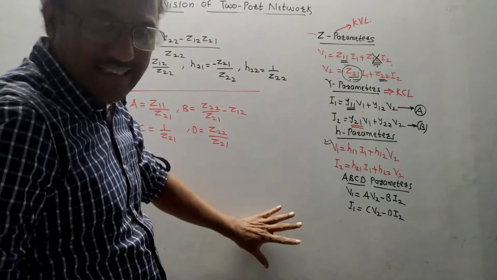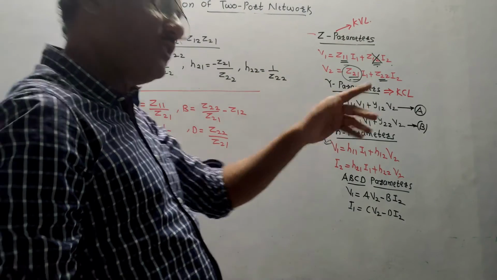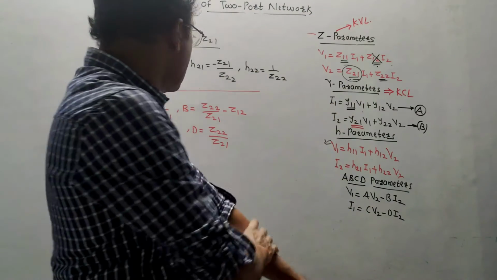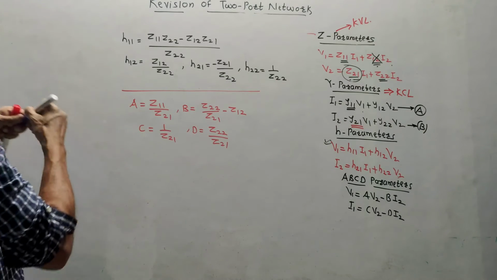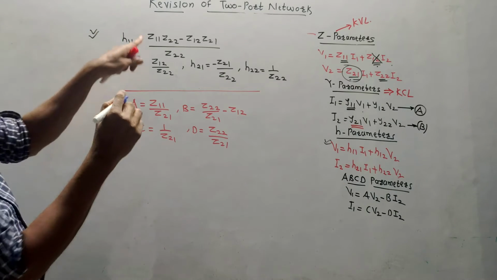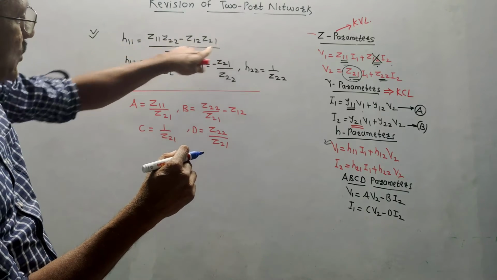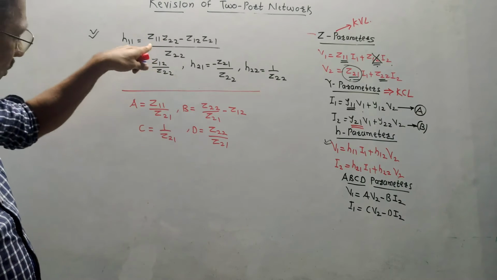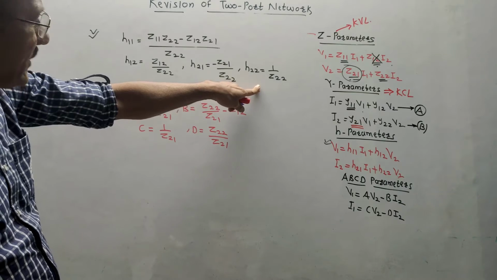You will be getting some answers. I have already explained how to calculate Z parameters, and I have created a separate video on calculation of Z parameters. So after calculating Z parameters, these are the formulae to calculate H parameters. Simply put the values of Z, like Z11 Z22 minus Z12 Z21 upon Z22. This will give the value of H11. Only the formula of H11 is lengthy, otherwise the remaining formulae are not at all lengthy.